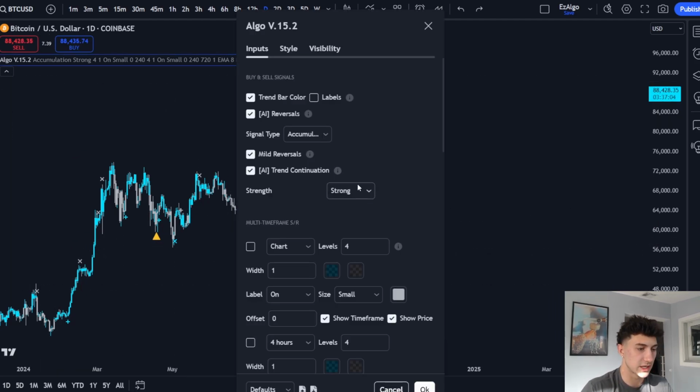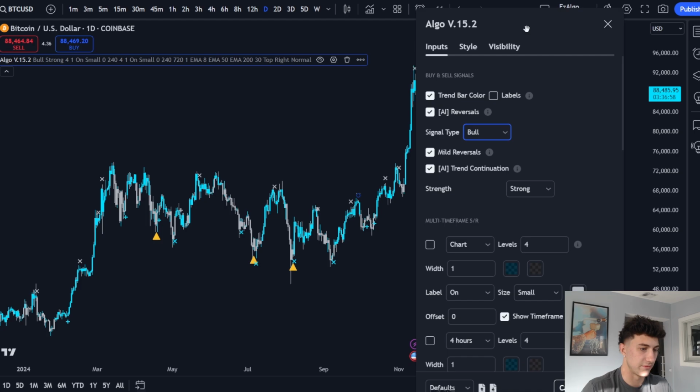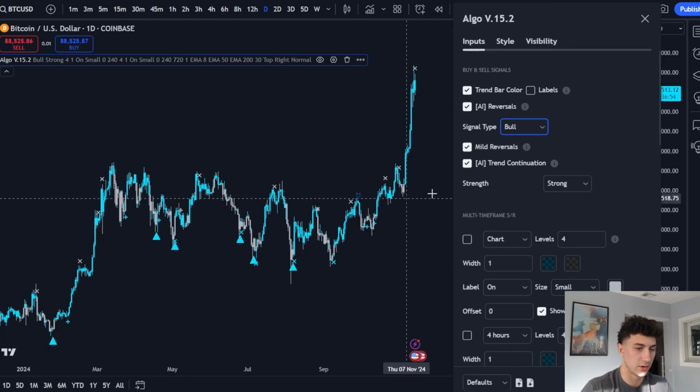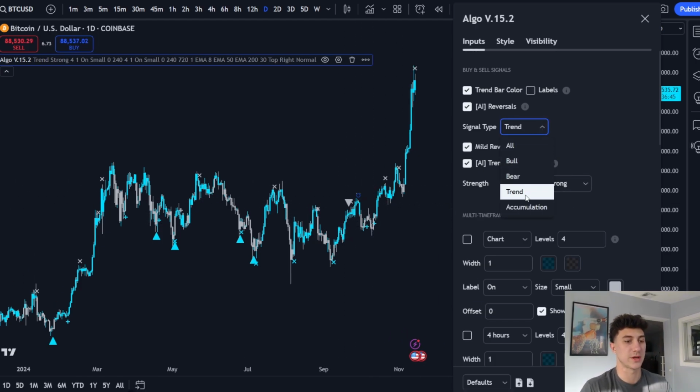Now, we do have other signals in this algorithm as well. We have the bull signals, which are slightly different from these. You're going to see a little bit more with the bull signals. Of course, we have the bear signals. The trend signals will either show bull or bear depending on the trend. And then of course we have the accumulation.